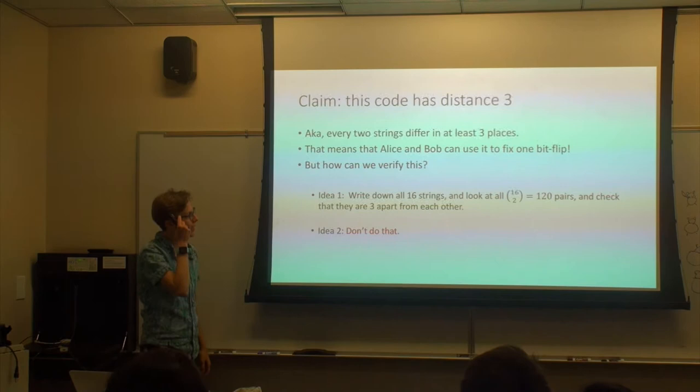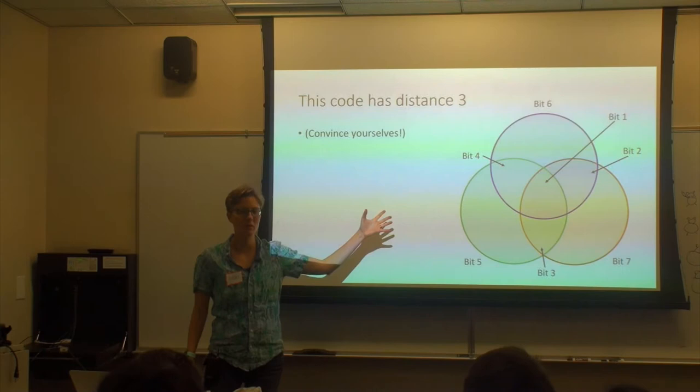Actually, maybe let's do this together. Can you convince yourselves that this can correct one bit flip? It says distance 3. Once again, this is the sort of thing you might need to talk to your neighbor about.